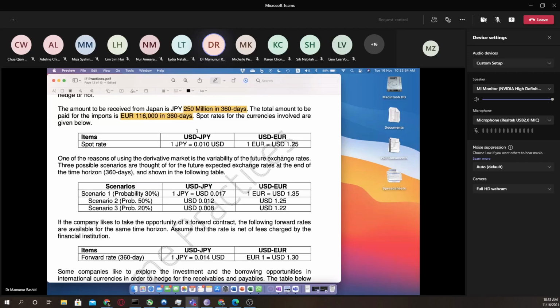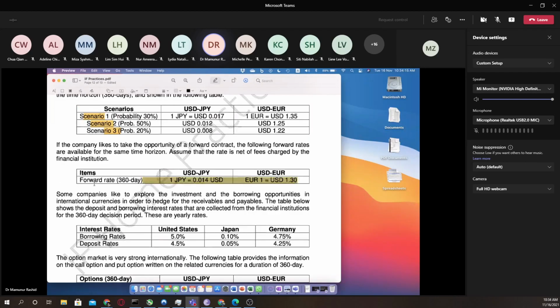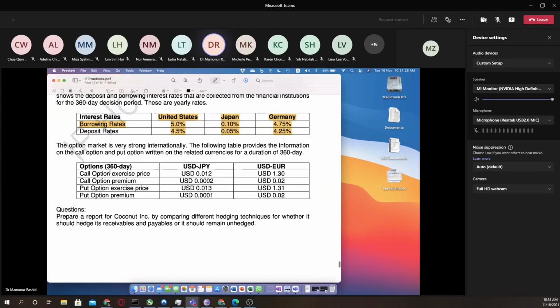So what you have to do is, there are spot rates given. There are the future spot rates given in 360 days, scenario 1, scenario 2, and scenario 3, and there are probabilities given as well. There are forward rates given for the 2 currencies, the 1-year forward rate, and also borrowing rates and deposit rates are given for the money market hedge. Finally, there is option market information: call option exercise price and premium, put option exercise price and premium, given for the option market decision.